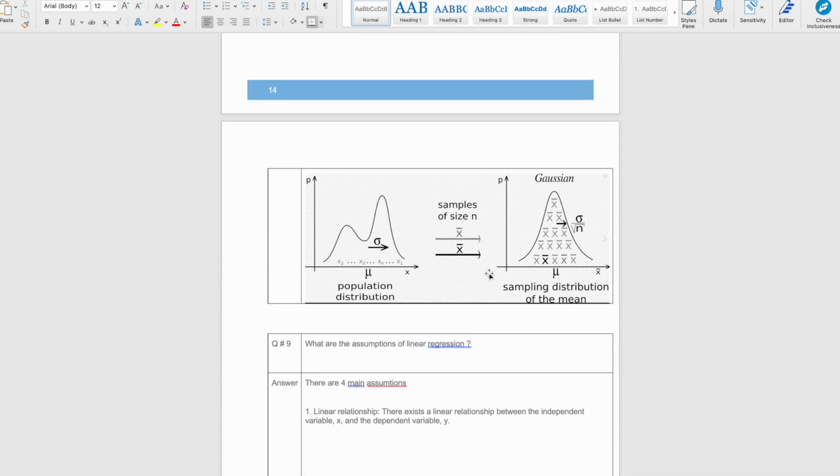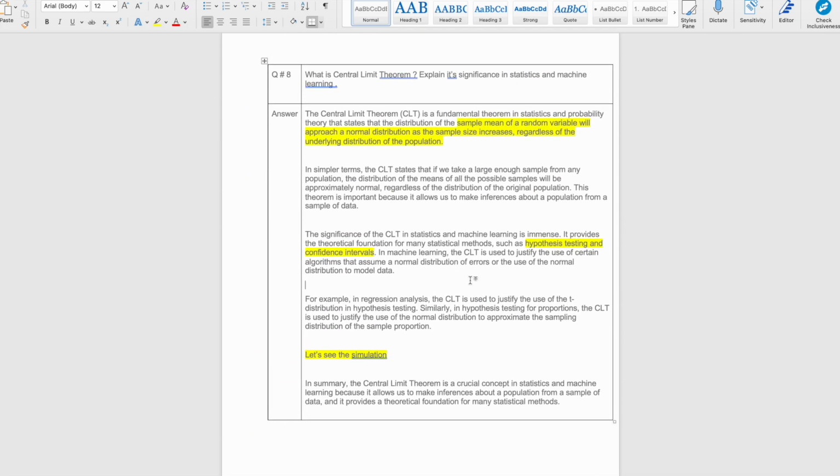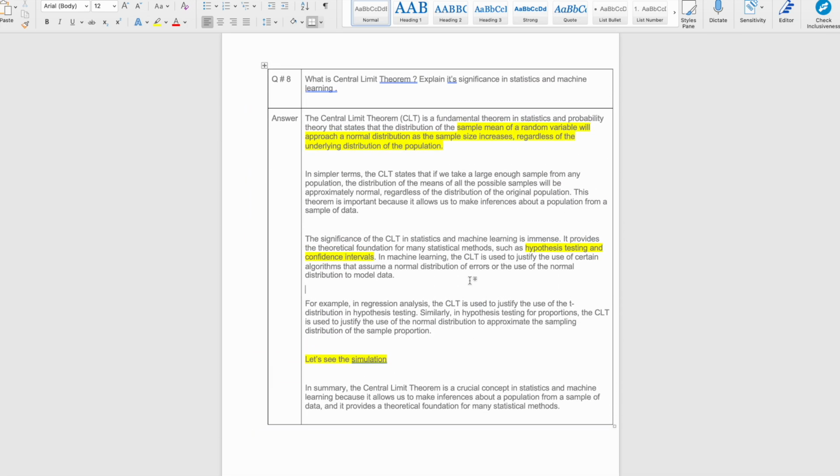This is the same thing I showed you in the other slide also. We are taking multiple x bars and plotting all those x bars, and then it approaches a Gaussian distribution. This is what the central limit theorem says.